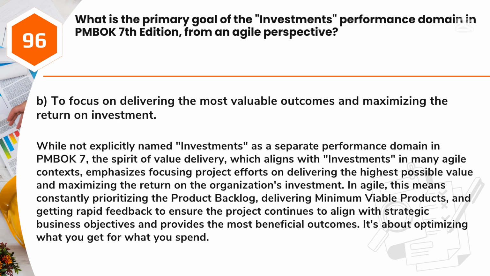Answer: B. To focus on delivering the most valuable outcomes and maximizing the return on investment. While not explicitly named as a separate performance domain in PMBOK 7, the spirit of value delivery, which aligns with investments in many Agile contexts, emphasizes focusing project efforts on delivering the highest possible value and maximizing the return on the organization's investment. In Agile, this means constantly prioritizing the product backlog, delivering minimum viable products, and getting rapid feedback to ensure the project continues to align with strategic business objectives and provides the most beneficial outcomes. It's about optimizing what you get for what you spend.